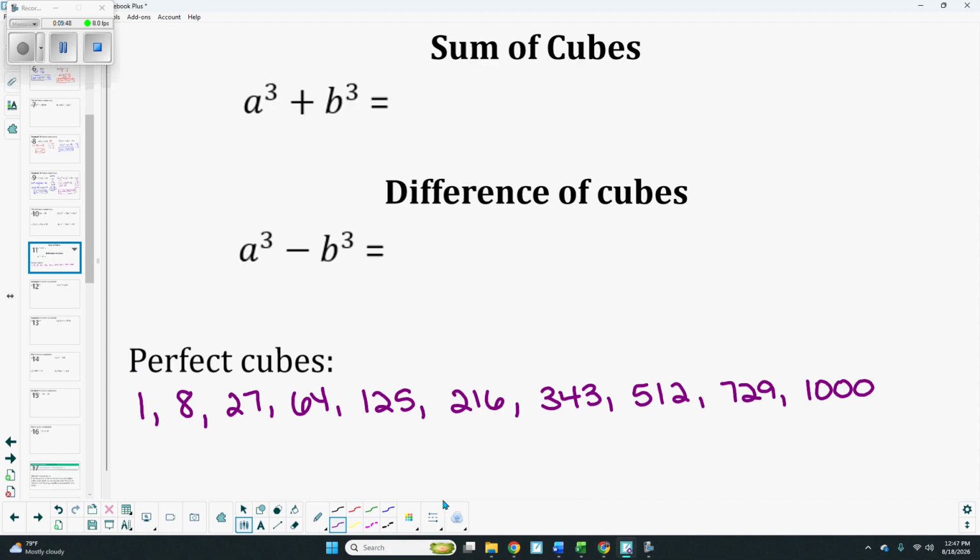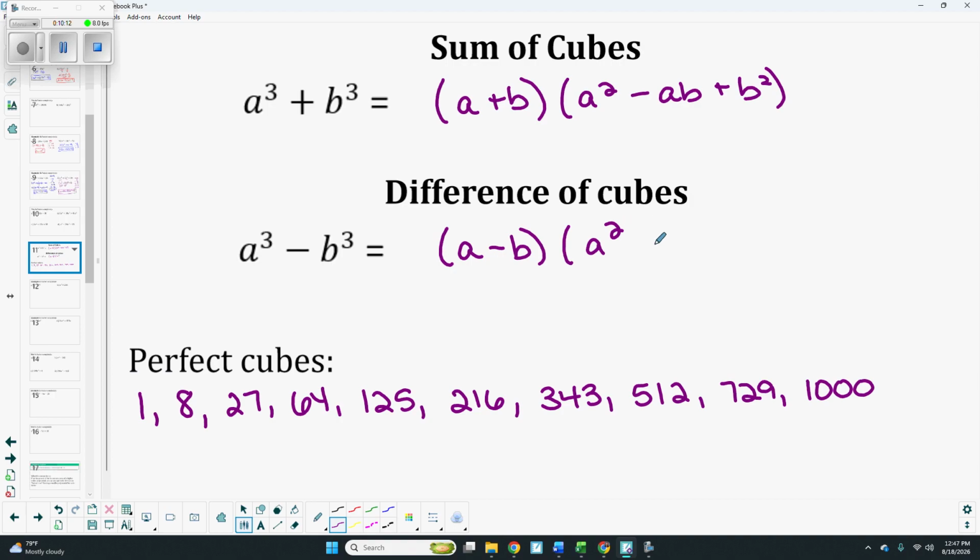And when you have something cubed plus something cubed, or something cubed minus something cubed, we can factor that in the following ways. If there's a plus in between, it's going to be a plus b to start, and it's a squared minus ab plus b squared. If it's a difference, it's going to start with the minus, a minus b, and then this one's going to be the plus, a squared plus ab plus b squared. So for each of them, there's only one negative involved. If it's plus, it starts with plus. If it's minus, it starts with minus. And then the next sign would be the opposite.